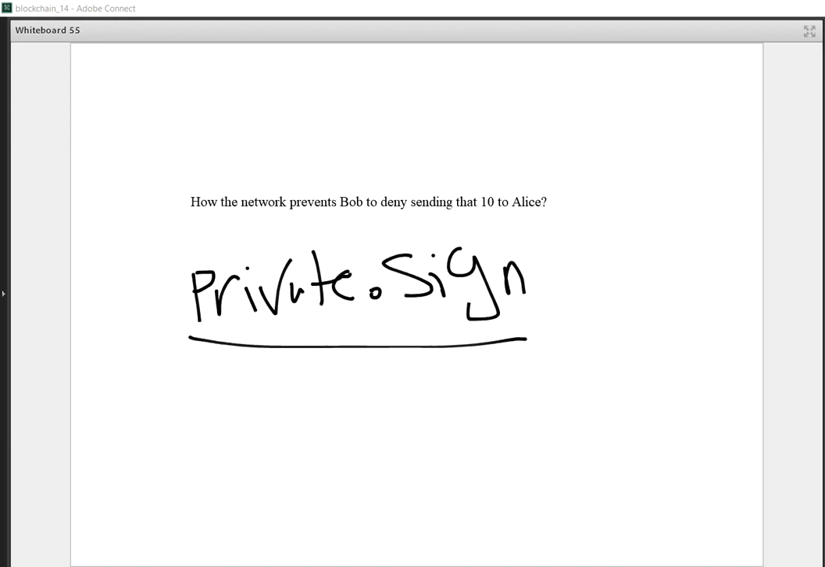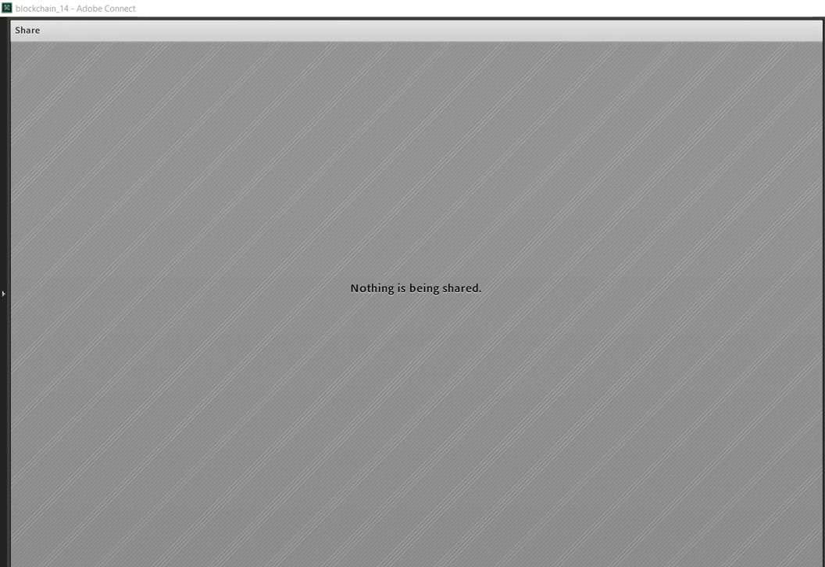So this digital signature plays an important role inside the cryptocurrencies. In fact, this signature prevents others from tampering with the transaction. Also, this signature prevents the sender from denying sending the money, and it's very important. So this digital signature plays an important role, and that's it.